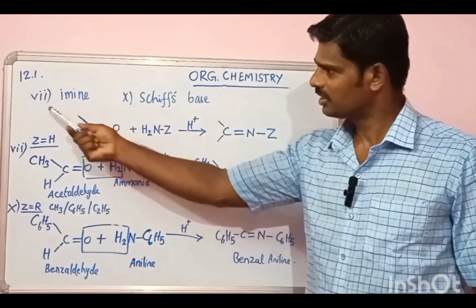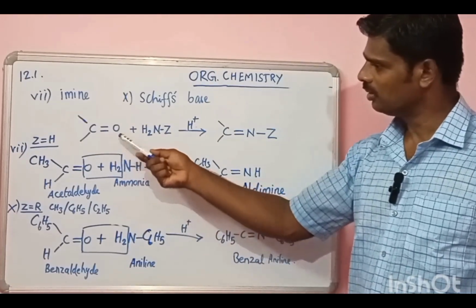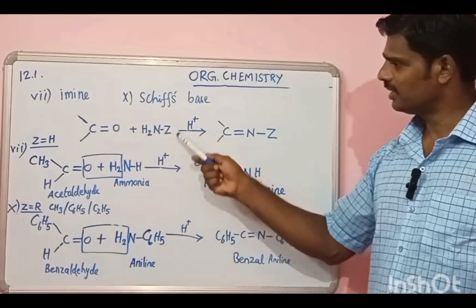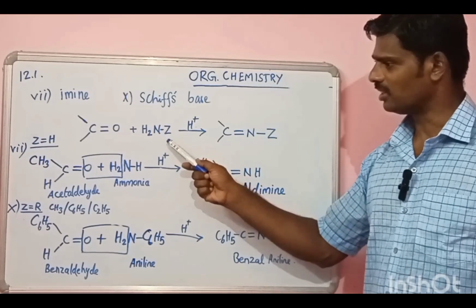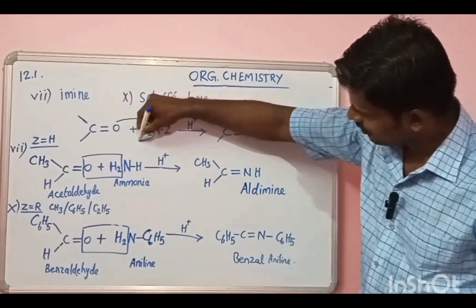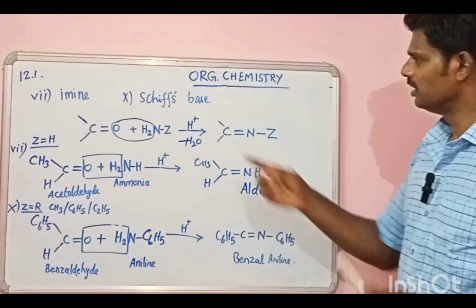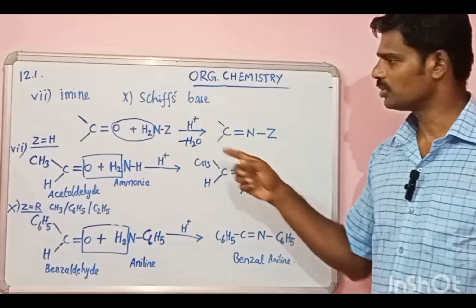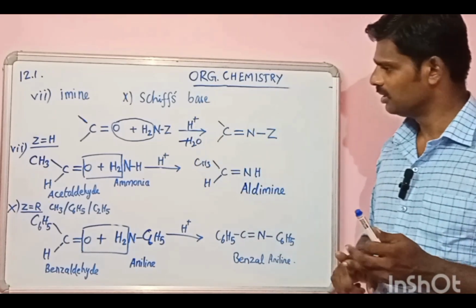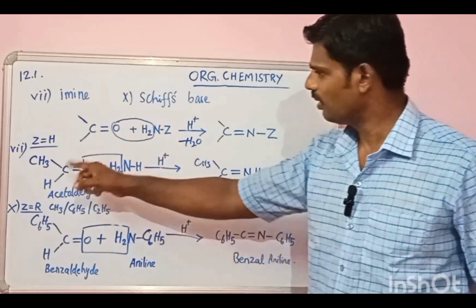The next one is the imine group. The 7th question is imine group, and the 10th one is Schiff's base. We will see about these. So the carbonyl group, C double bond O, reacts with NH2 and Z. The Z can be anything like hydrogen or R. If it is hydrogen, then NH2 plus H, so NH3, right? Then the hydrogen plus oxygen go out as minus H2O. This reaction takes place in the presence of an acid. The final product will be C double bond N and Z. Z can be anything like H or hydrazine or whatever. The first one is Z is H, so instead of Z we put H.